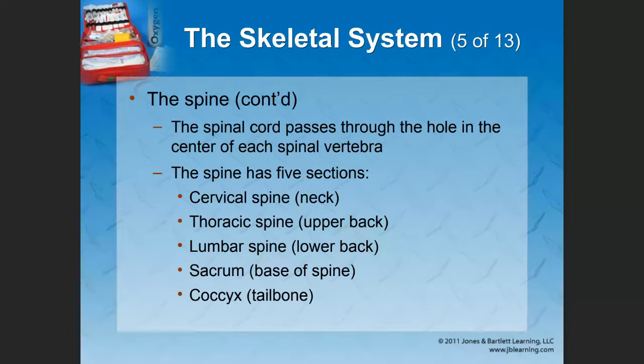Now, the spine has 5 sections that you need to be familiar with. You have the cervical spine, which is the neck. You have the thoracic spine, which is the upper back. You have the lower back, which is the lumbar spine. You have the sacrum, which is the base of the spine. And the coccyx, which is the tailbone. You need to be familiar with all 5 sections. Very important.